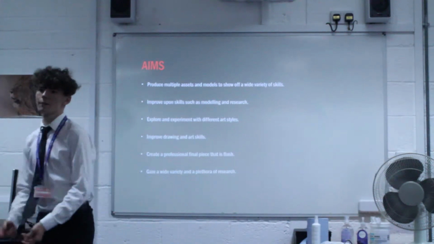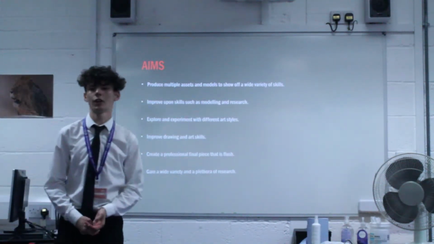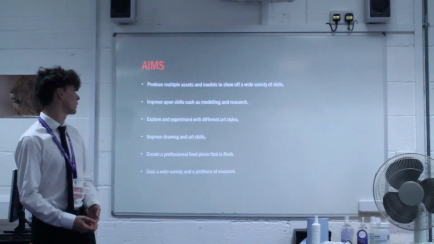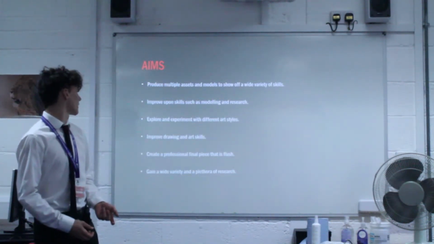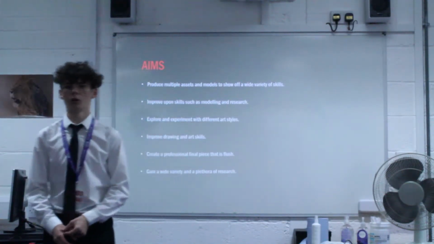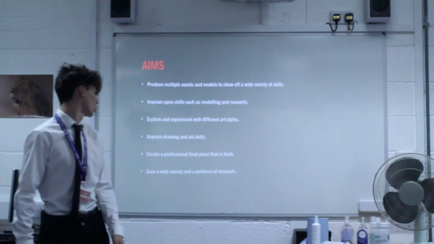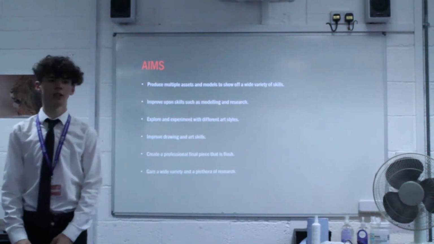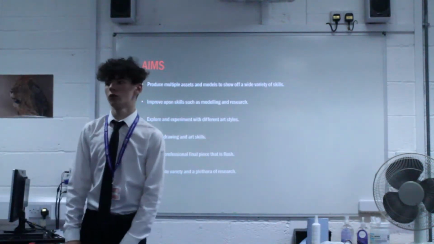My aim for this year is to produce multiple assets and models to show a variety of skills that I've learned over the past year or two. I need to improve upon skills such as modelling and research throughout this entire project. Explore and experiment with different art styles as I want to broaden my art skills. And like I said, improve drawing and art skills, create a professional piece that's fully fleshed out and smooth, and again a wide variety and a plethora of research.